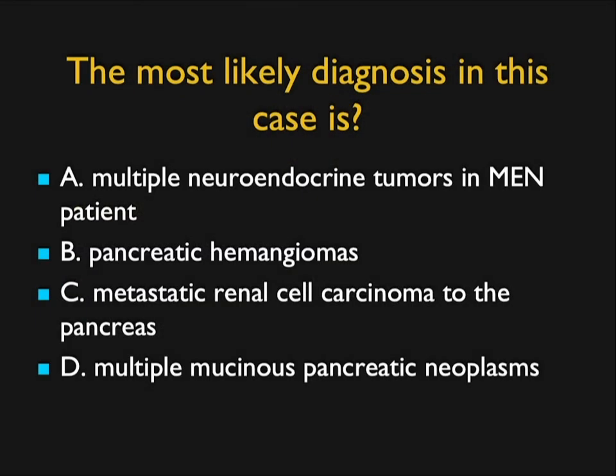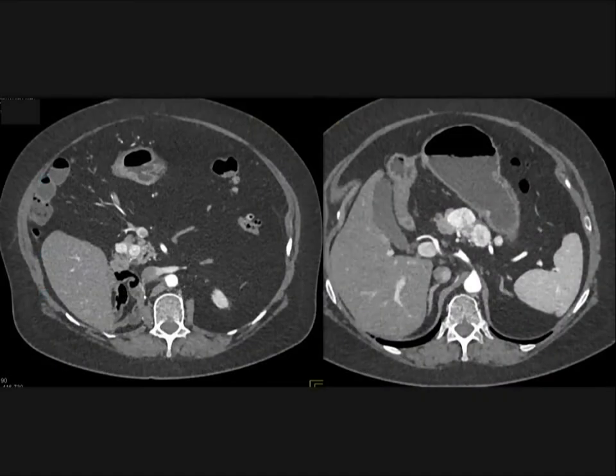The most likely diagnosis in this case, well, when you look, you see multiple enhancing lesions in the pancreas. So you can say, well, this could be multiple neuroendocrine tumors in a patient with an MEN1 syndrome, let's say. It's not going to be hemangiomas, obviously, and it's not going to be mucinous tumors. But what you notice here is the liver rotates posteriorly, the bowel falls posteriorly. This patient has had a right nephrectomy, which means the patient had a renal cell carcinoma, and these lesions are all hypervascular lesions or metastasis to the pancreas from clear cell renal cell carcinoma.